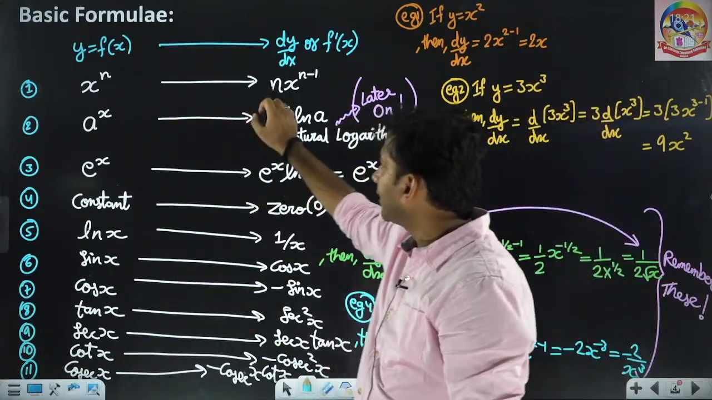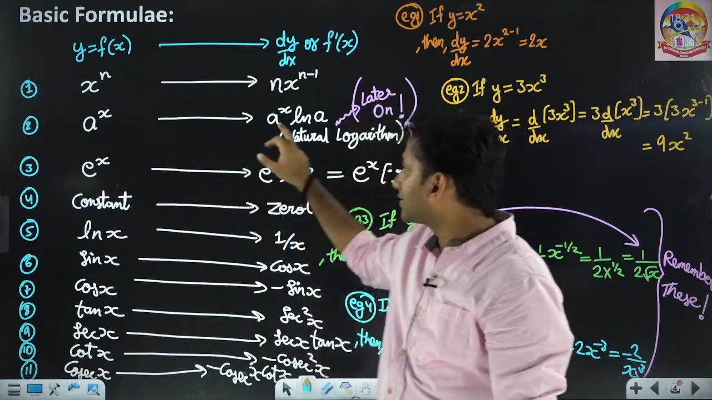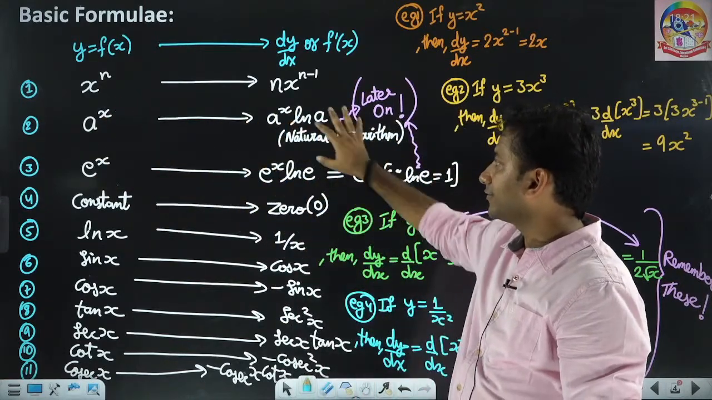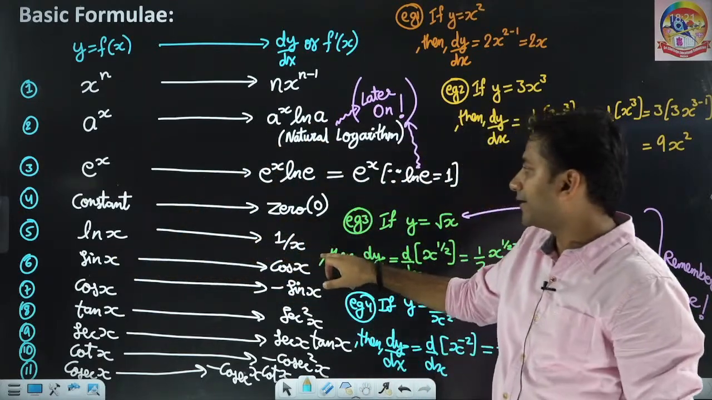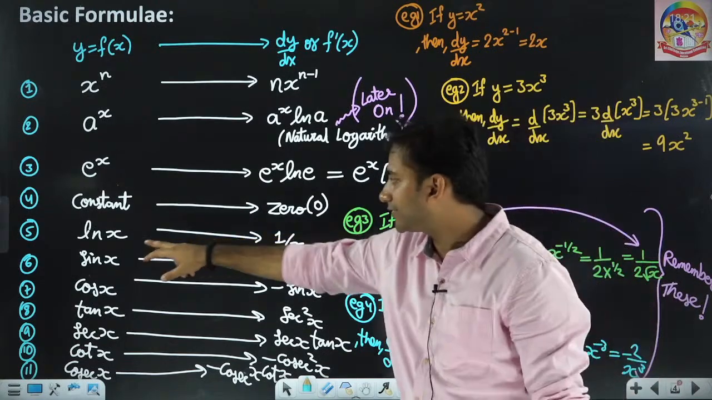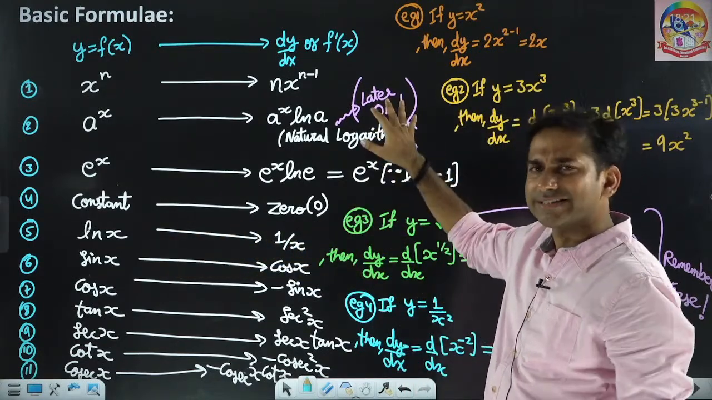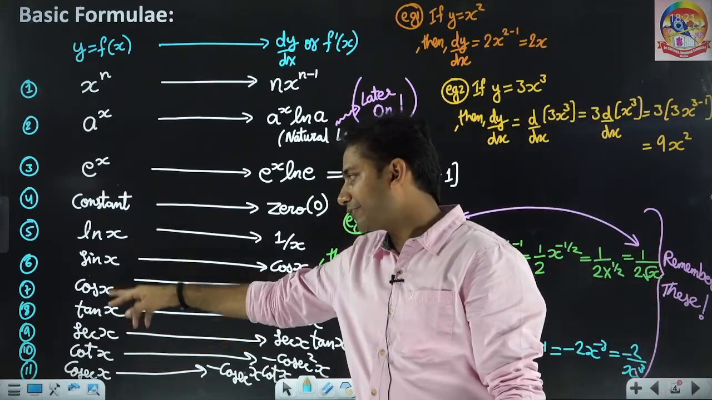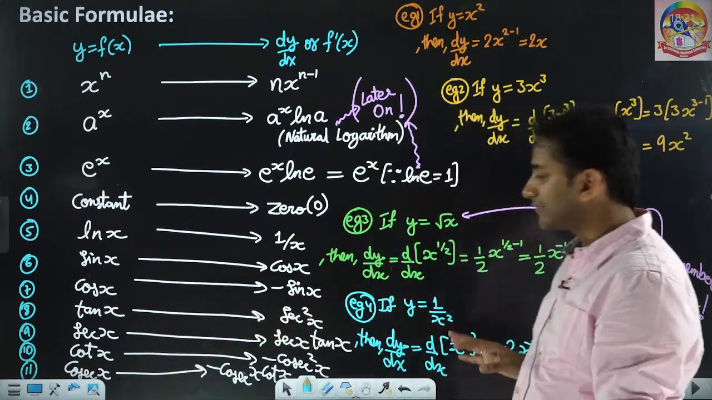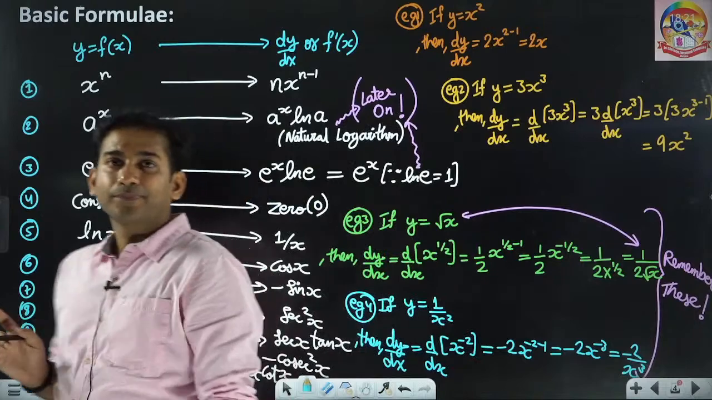Power will be multiplied, actual power will be reduced. When it is a to the power x, the answer will be a to the power x ln a. What is ln a? You call it natural log, and the derivative of ln x is 1 by x. What log is exactly, we are going to discuss later in further sessions. Then for trigonometric functions, you can remember the C family's derivative is negative. These two I want you to remember.